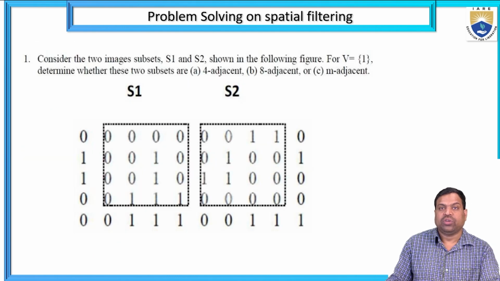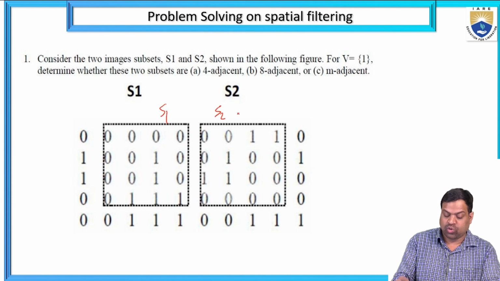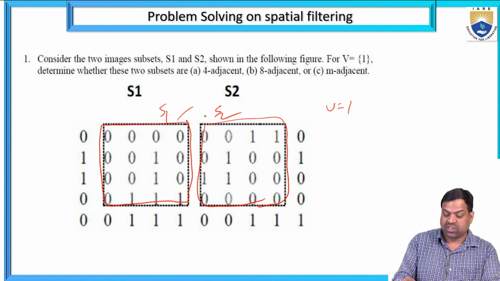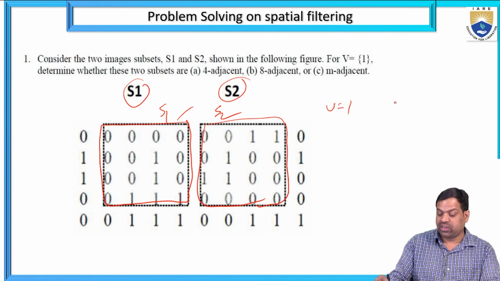So another example: consider the two image subsets S1 and S2 shown in the following figure. For V equal to 1, determine whether these two subsets are 4-adjacent, 8-adjacent and M-adjacent. So I am taking here S1 and S2, two matrices. So here, what are the final M-adjacents or N-adjacents? S1, S2 shown in the figure. V equal to 1, determine whether the two subsets are 4-adjacent, 8-adjacent and M-adjacent.